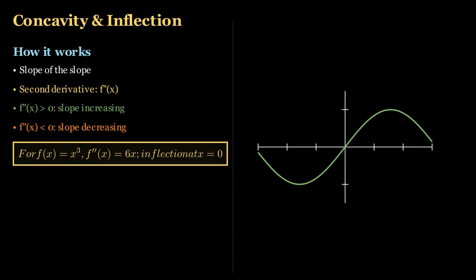An inflection point is simply where f double prime of x crosses 0 and changes sign, the slope stops getting steeper and starts getting shallower, or vice versa.